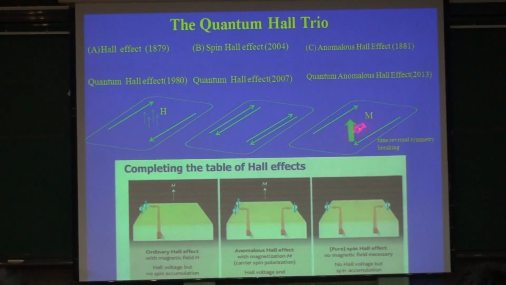quantized Hall effect. We always know we have the quantum Hall effect trio. People observed the classical Hall effect, the classical spin Hall effect, and the classical anomalous Hall effect. These were identified by Hall, and this one by Hirsch. And the quantum Hall effect was identified, and also, sorry, this is the quantum spin Hall effect, then the quantum anomalous Hall effect, identified by Professor Qi.